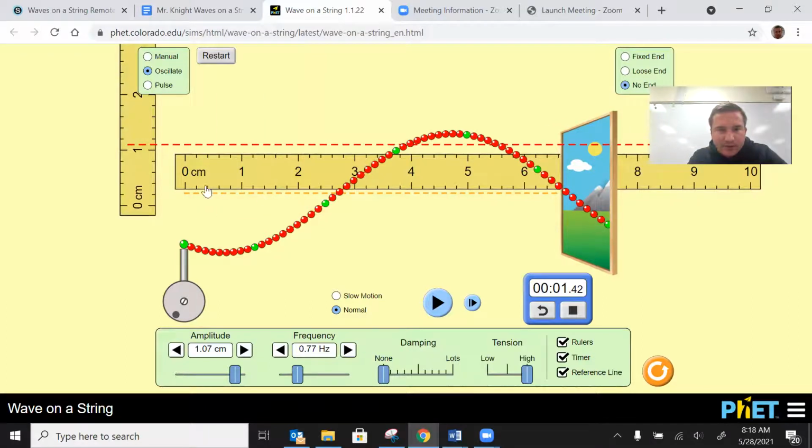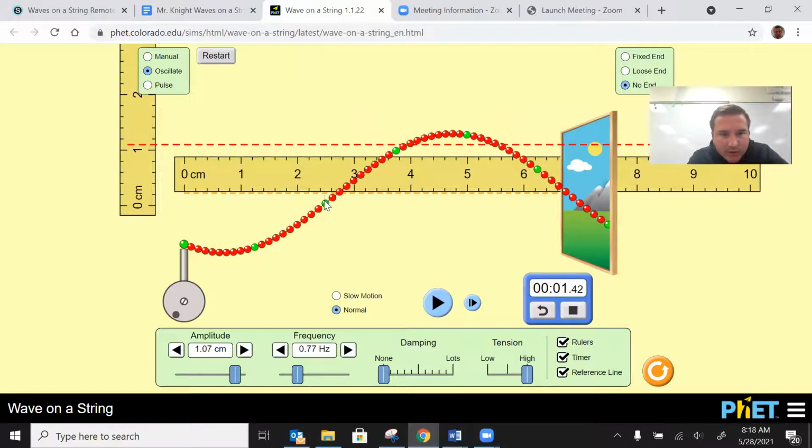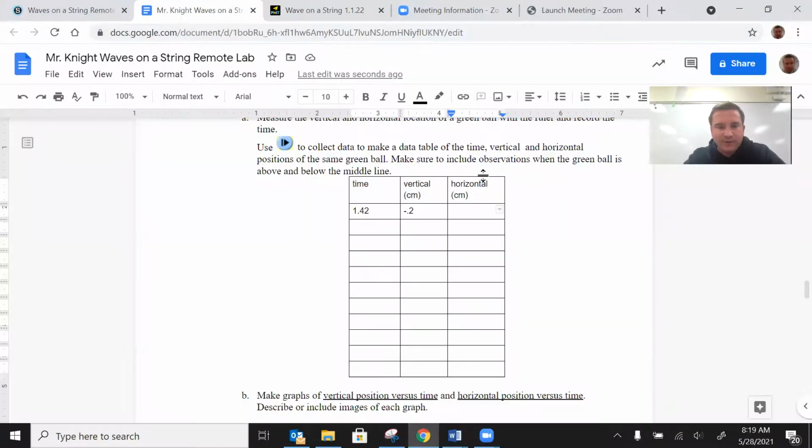I'm gonna get this out of the way for a second. 0.2, 0.4, it looks like 2.4. Maybe right in between them, so 2.5, right? Because this would be 2.4, this would be 2.6, so 2.5. So I'm gonna go with 2.5 centimeters for that one, right? Then we pick another time.